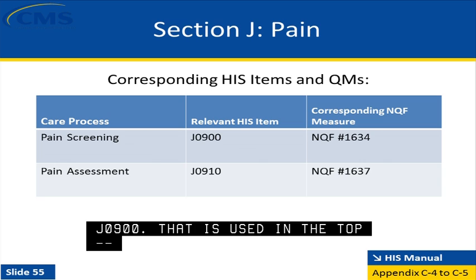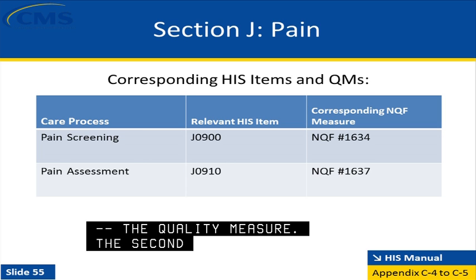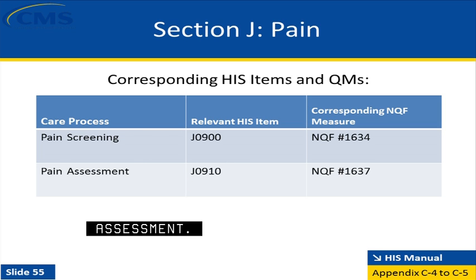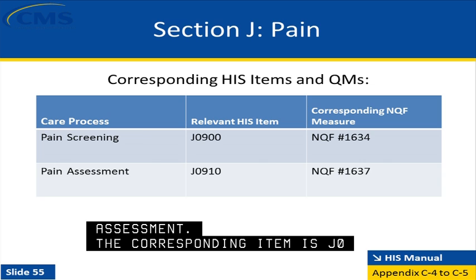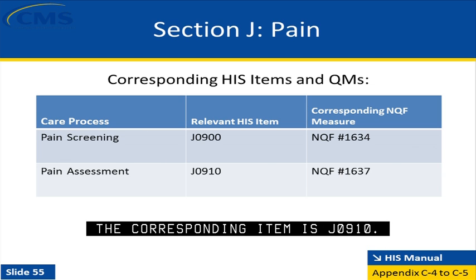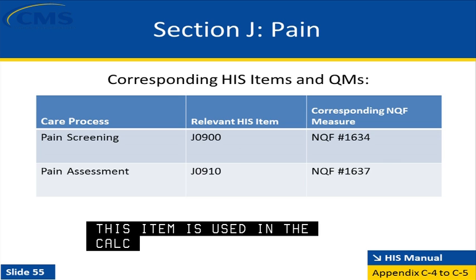The second care process is pain assessment, and the corresponding item is J0910. This item, J0910, is used in the calculation of NQF number 1637, the pain assessment quality measure.